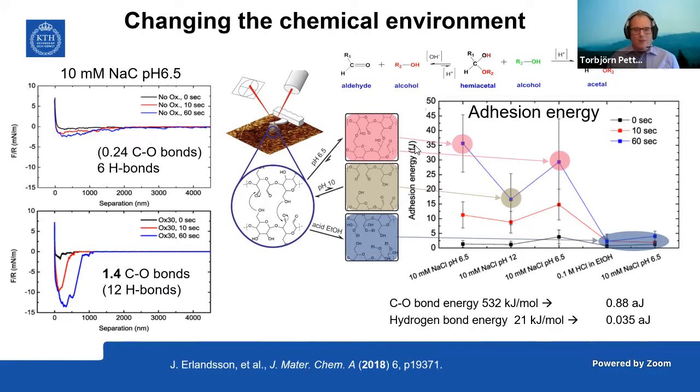If we look at the non-oxidized case, we can't form any C-O bond, and if we did the calculation, it should be 0.24, and it could be up to 6 hydrogen bonds. It's slightly too much, but there might be some other type of interaction involved as well, not only hydrogen bonds and aldehydes or hemiacetal formation. But it was a quite interesting measurement where we can illustrate different types of chemical bonding in the interaction.